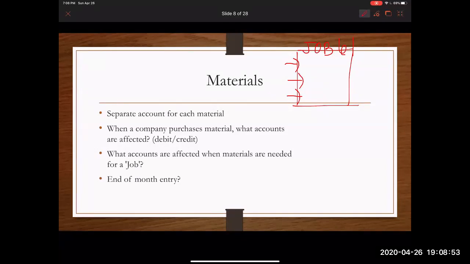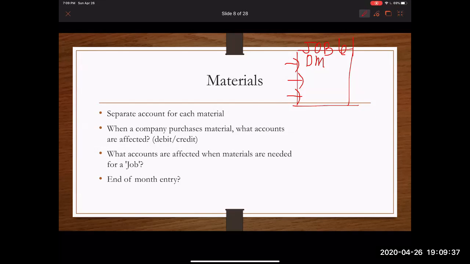The first thing we're talking about right now is that if we're creating a job, we need direct materials, and that's where we are at this moment. We've already mentioned that there's a separate account for each material. In the last video, we looked specifically at the maple wood, but there could also be oak, hickory, and on and on.